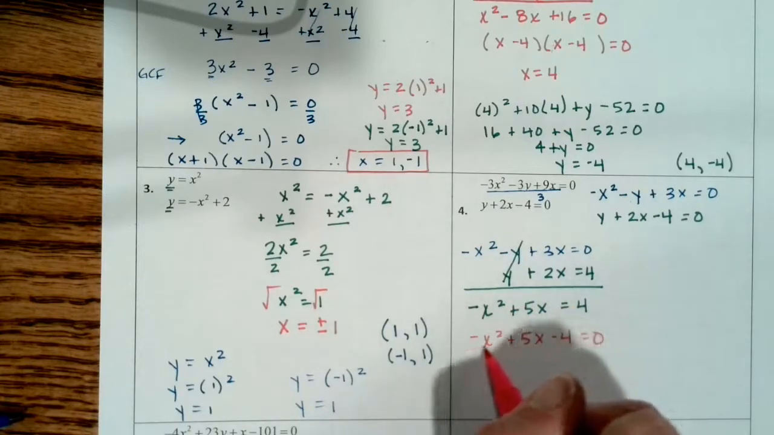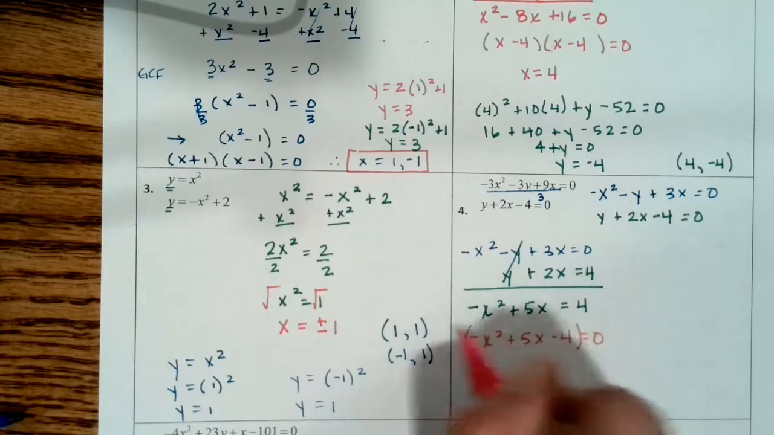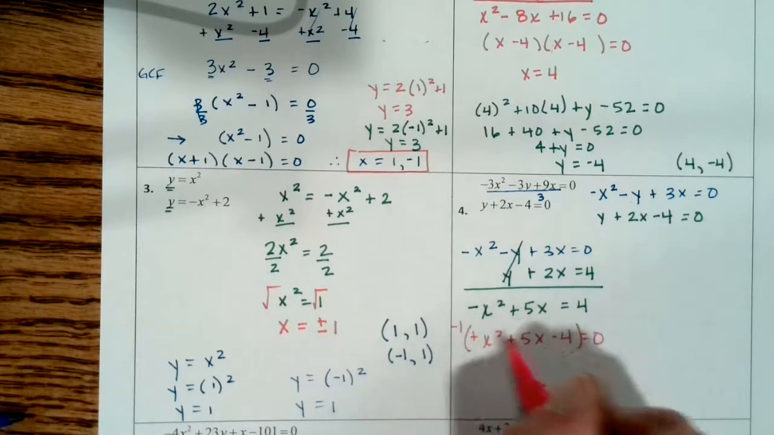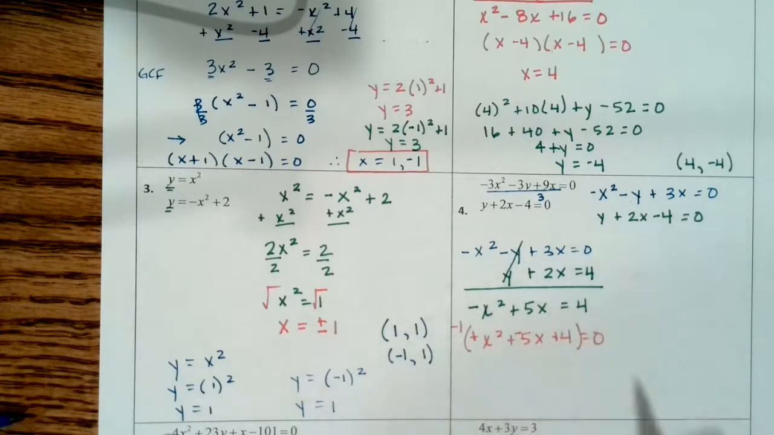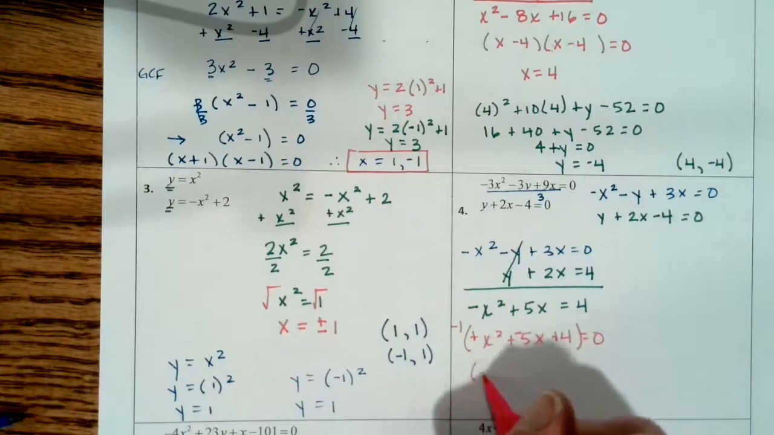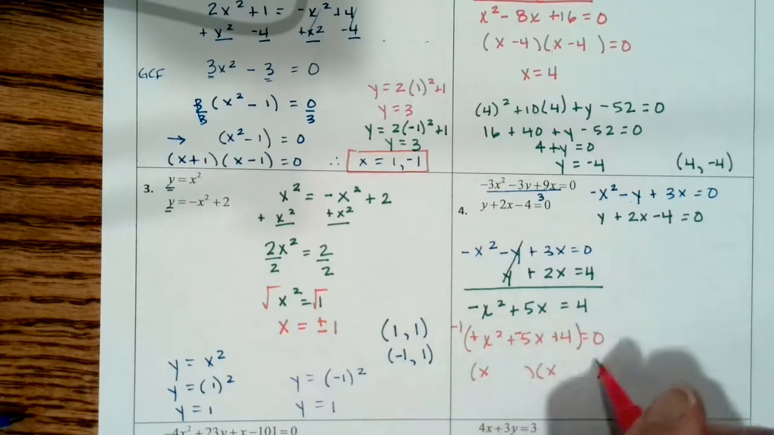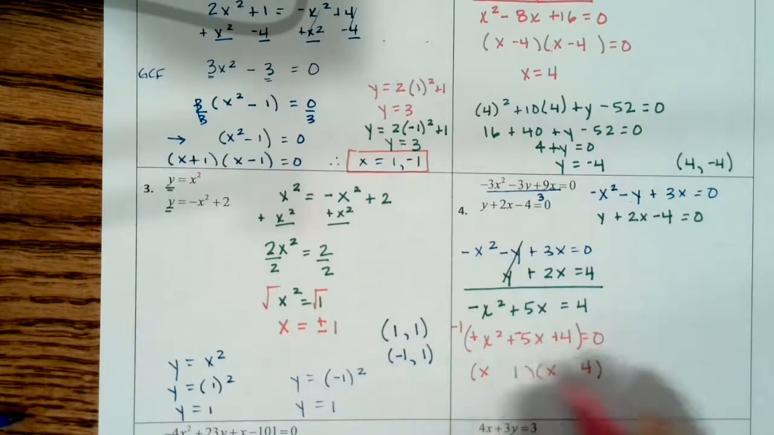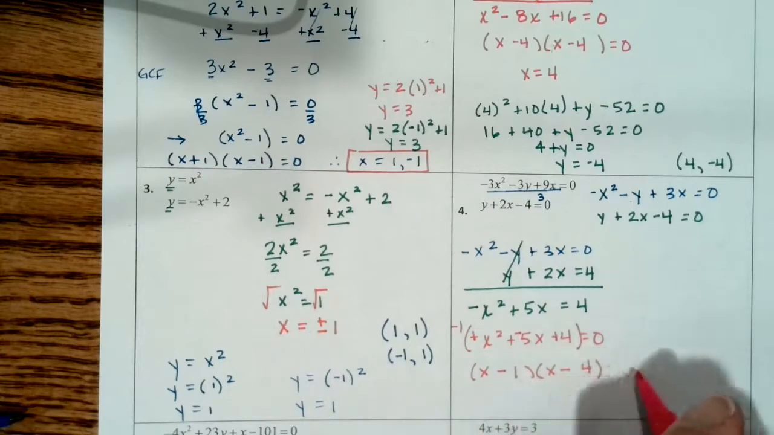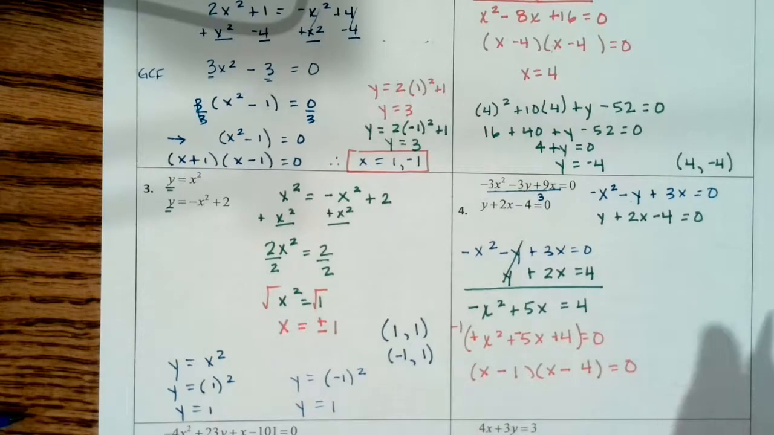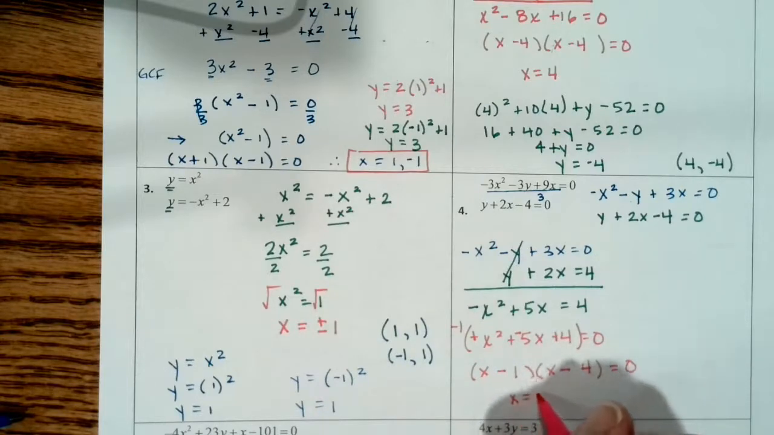I'll factor out a -1, making each of my signs opposite. So now when I go to factor, I have an x and I have an x. When I get 4 times 1 that are both negative, I get a product of positive 4 and a sum of -5. X is equal to positive 1, x is equal to positive 4.